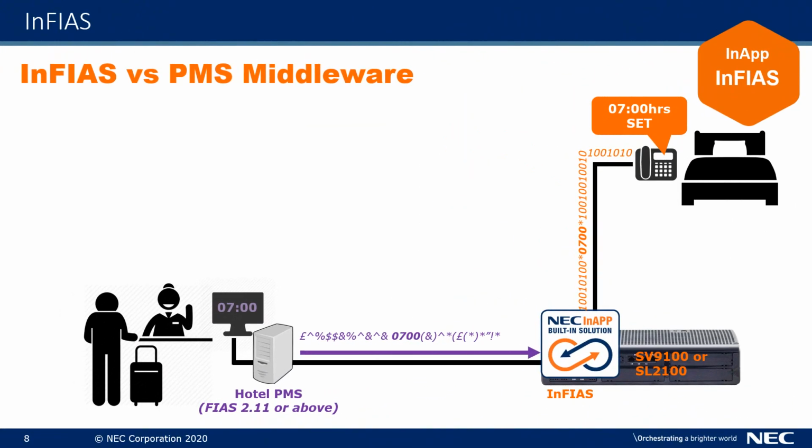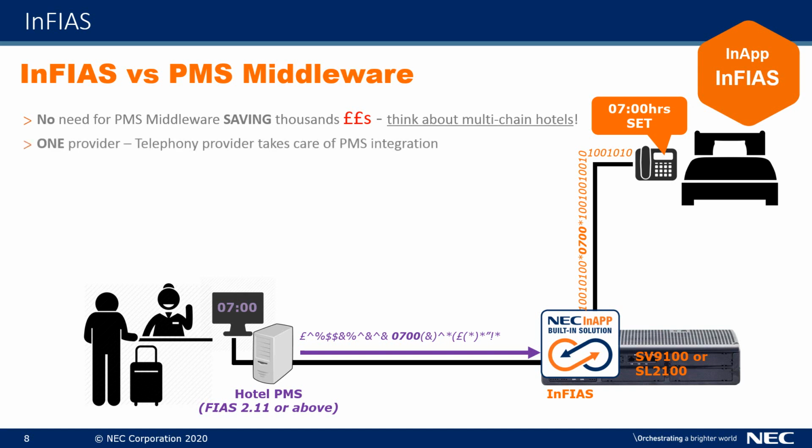Okay, so now we've removed the need for PMS middleware, we've saved the hotel thousands of pounds. Now, hotel middleware can range anything from £3,000 upwards a year, a lot more for the larger hotel. And if you think about it, most hotels now are in chains. So let's say that this hotel was a part of 10 hotels in the chain. You've just saved them £30,000 a year. It's probably enough to pay for the new NEC telephone system.